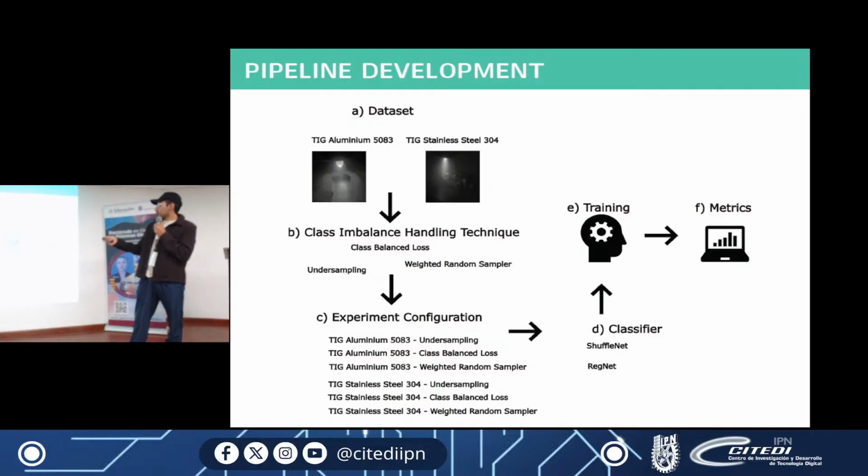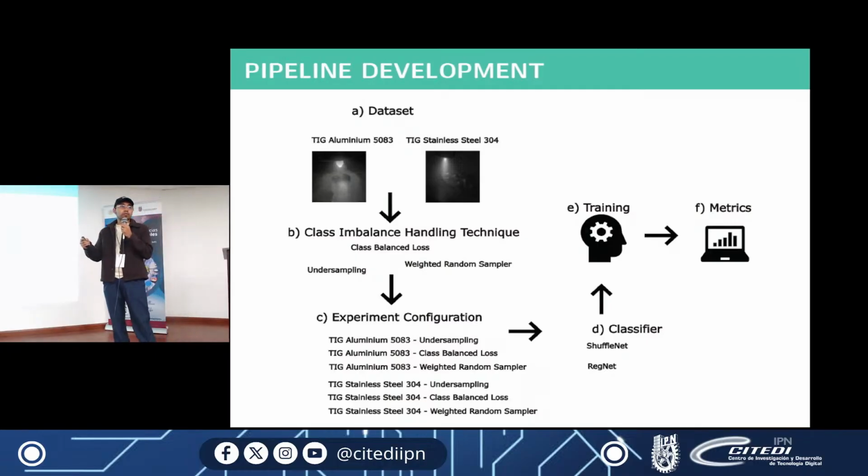We also tried to use class balance loss, adding to the cost function some sort of extra term that will help us address any imbalance between the classes. So we took the whole dataset as it was, added this to the cost function, and ran the experiments.